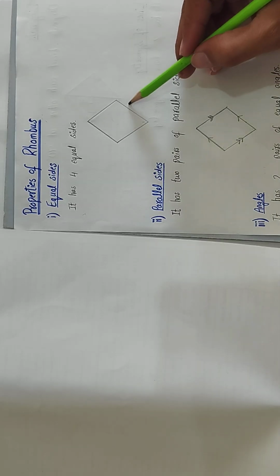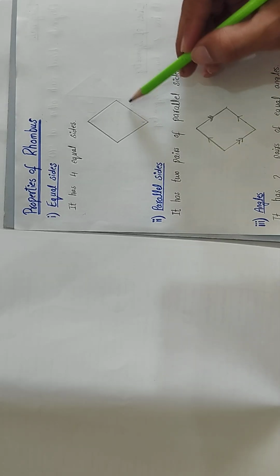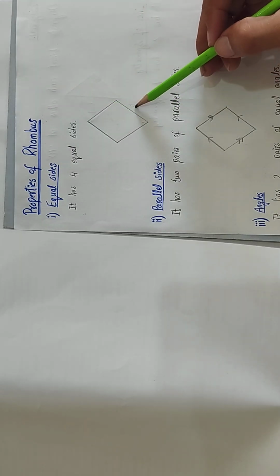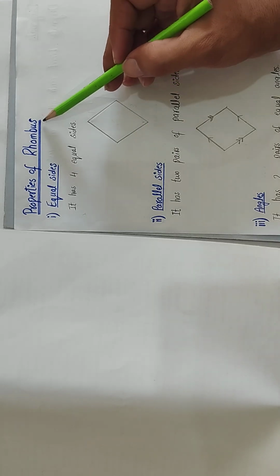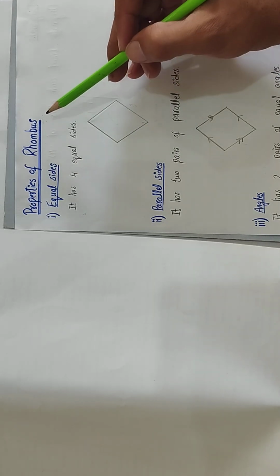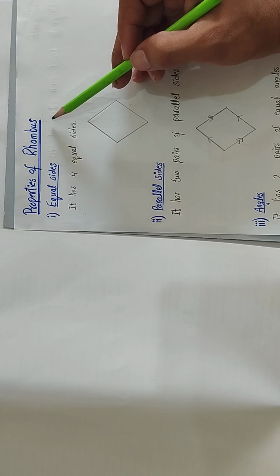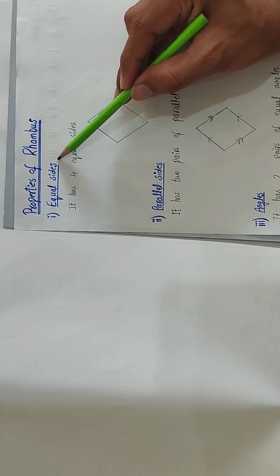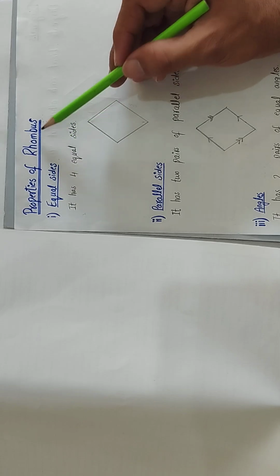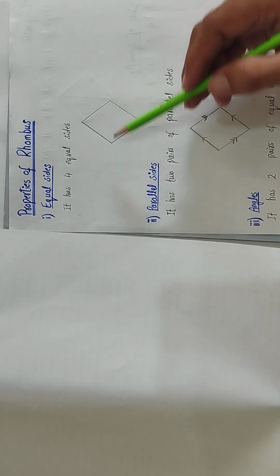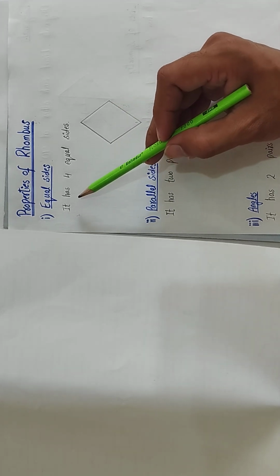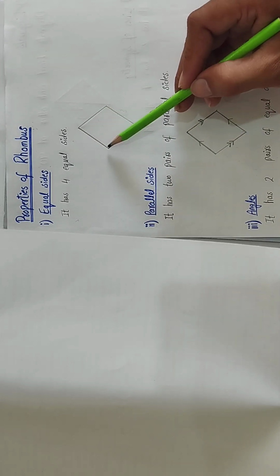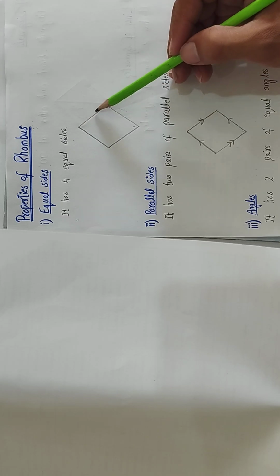Second shape is this one. The name of this shape is rhombus. It is also a 4-sided shape. And now we will discuss the same properties for this shape. The first property is how many equal sides a rhombus has. So just like square, a rhombus has 4 equal sides. A rhombus is a shape which has 4 equal sides.